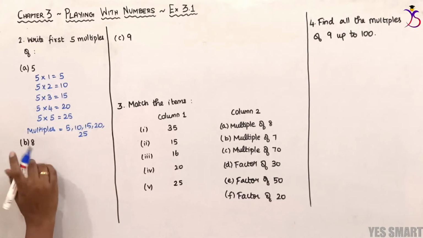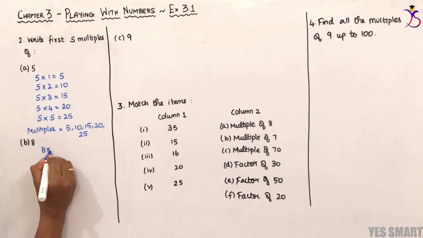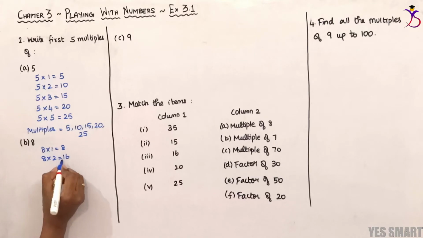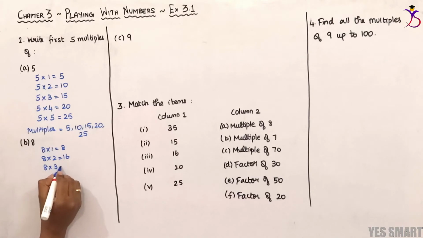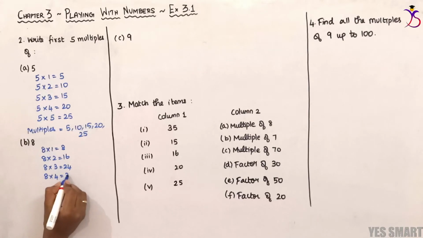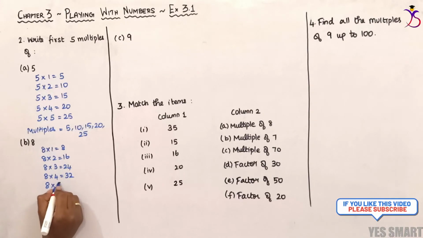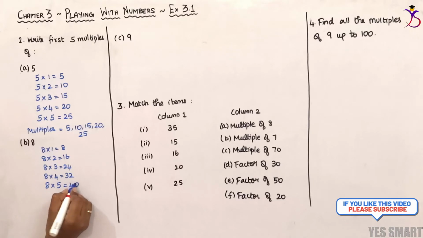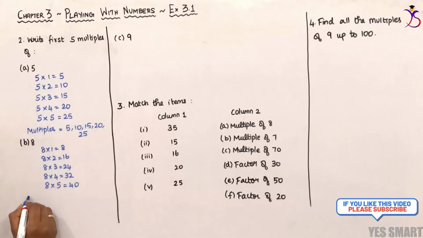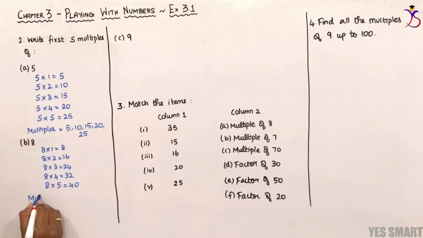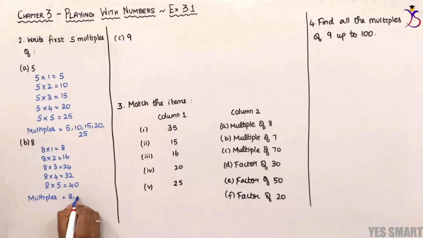Similarly, second subdivision, 8 ones are 8, 8 twos are 16, 8 threes are 24, 8 fours are 32, 8 fives are 40. Now let's write these values. Therefore, multiples equal to 8, 16, 24, 32 and 40.